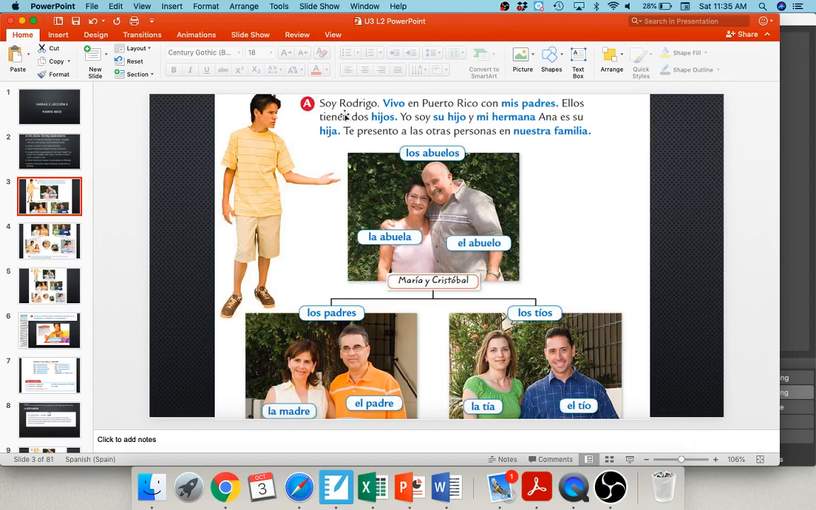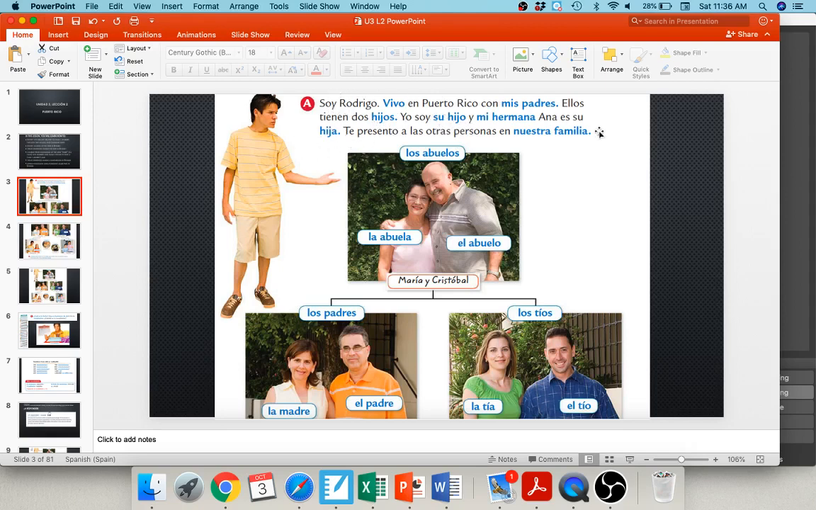So, just a little recap here. I'm Rodrigo. Vivo, I live in Puerto Rico con mis padres, with my parents. Ellos tienen dos hijos. They have two children, dos hijos. Yo soy su hijo. I am their son. Notice son ends in an O because it's masculine. Y mi hermana, my sister, mi hermana Ana, es su hija, their daughter, with an A there, hija. So hijos, children. Hijo, son. Hija, daughter.